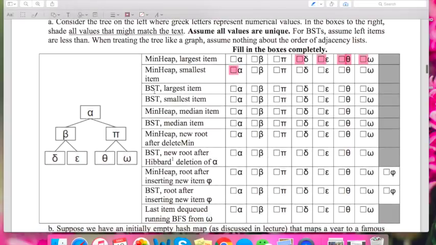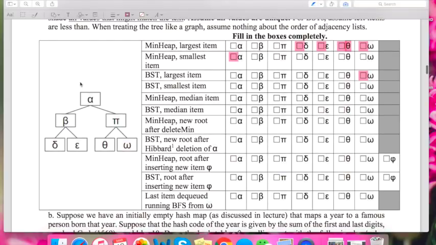So for BSTs, how BSTs work is for any node, all items on the left of it are less than, all items on the right of it are greater than. So for this BST, the largest item must thus be the item on the very right. It's greater than this item and greater than this item, so it has to be this value here. I'll mark that. And similarly, for the BST, the smallest item has to be the leftmost item. So it has to be smaller than alpha, smaller than beta, so it has to be this value here.